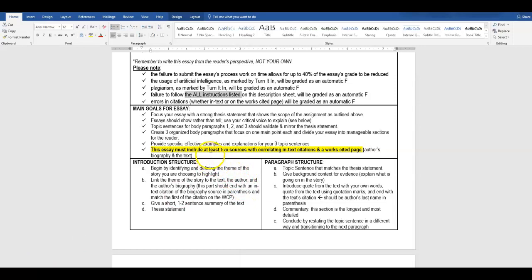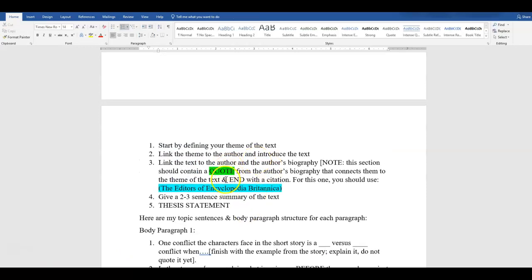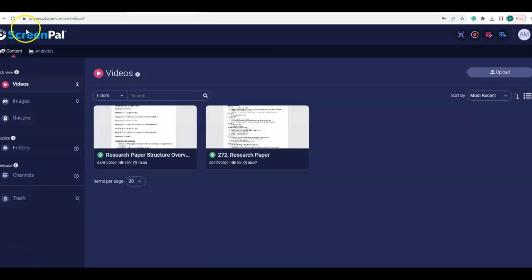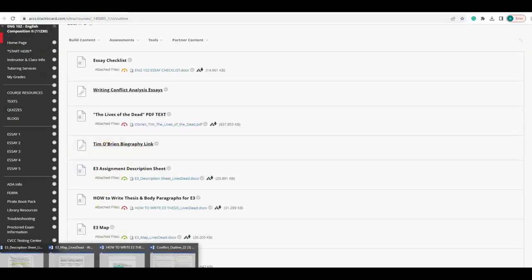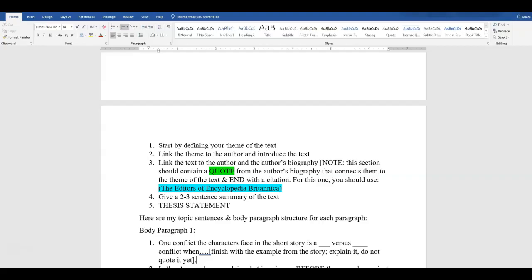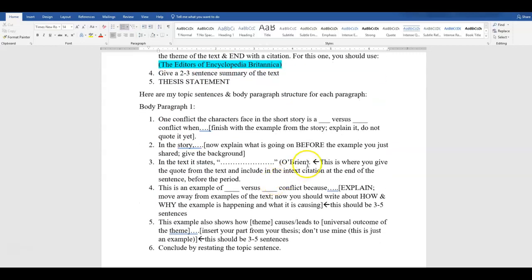This essay must include at least 2 sources with correlating in-text citations and a works cited page. Those also have been given to you on the How to Write guide, and they show you where they go. The author's biography here, Tim O'Brien, there is the link, and for that one, you will use the editors of Encyclopedia Britannica in parentheses in the introduction, and then in all of your body paragraphs, you will have a quote from the text and use O'Brien as the in-text citation.